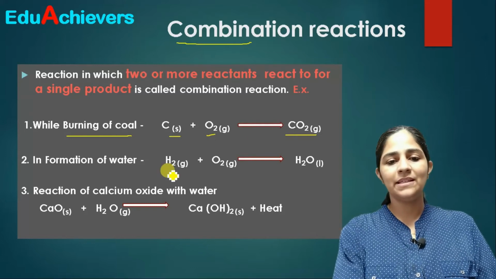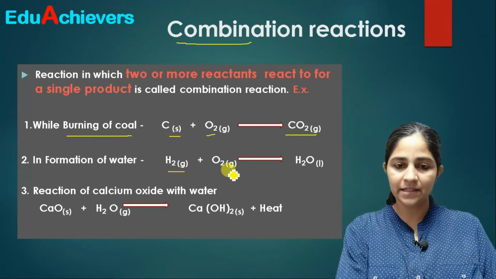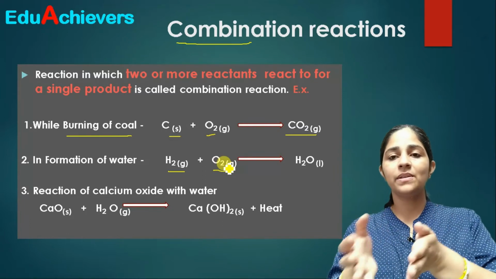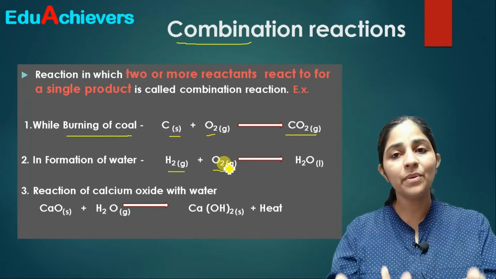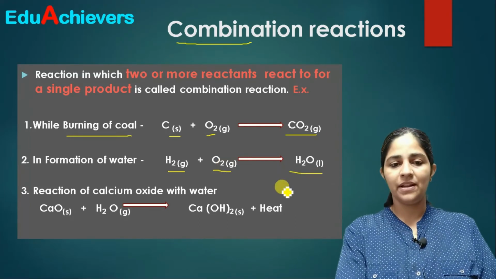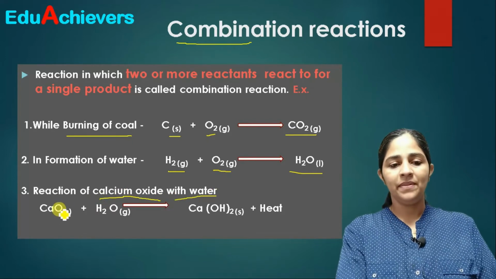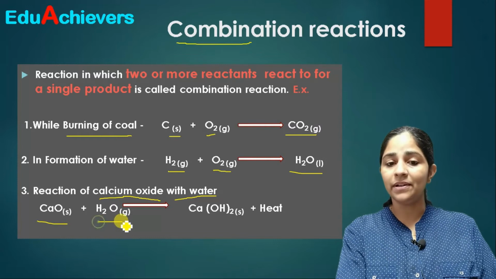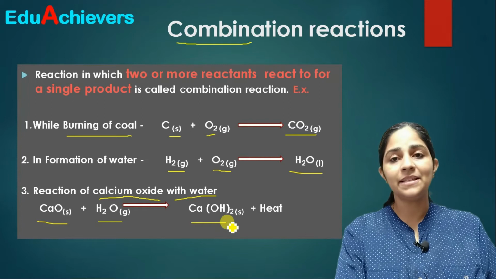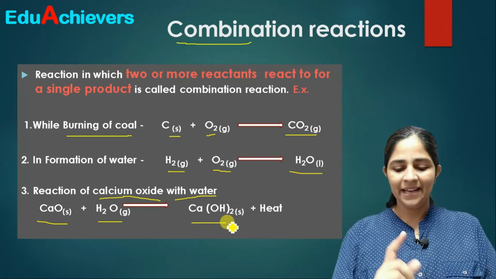The other example you can take is when hydrogen gas reacts with oxygen gas. When hydrogen and oxygen react together, the water molecule is formed, correct? So this is also a combination type of reaction. The third one we can take is calcium oxide. When calcium oxide reacts with water, calcium hydroxide is formed and some heat is evolved. That means this is an exothermic type of reaction, correct?